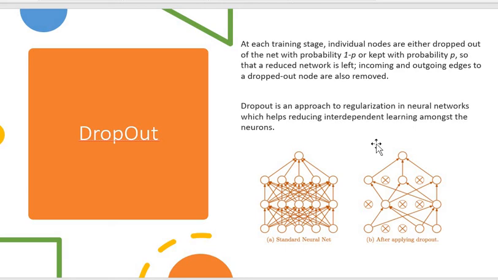I'll reiterate one more thing: at each training stage, individual nodes are either dropped out of the net with probability 1 minus p or kept with probability p, so that a reduced network is left. Incoming and outgoing edges to the dropped node are also removed. So these are the basic terms that you should know before we jump into the networks.